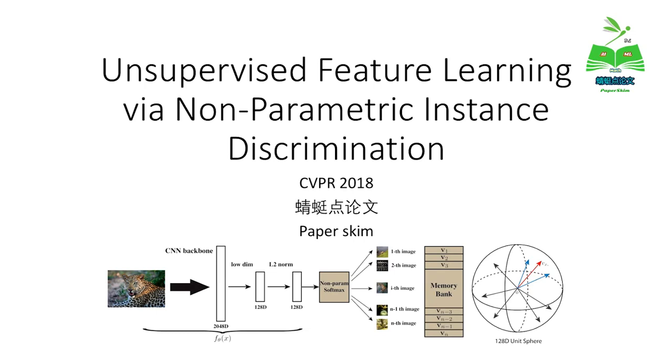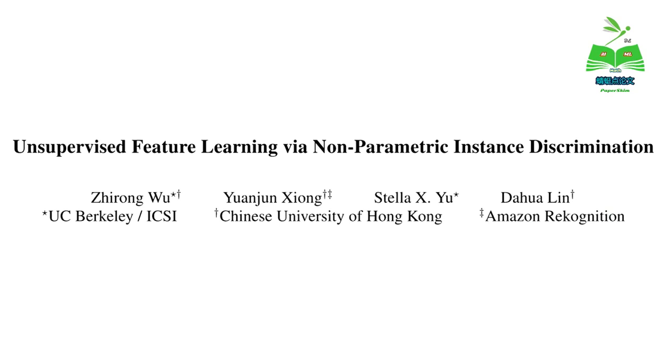This paper, Unsupervised Feature Learning via Non-Parametric Instance Discrimination, is published in CVPR 2018. This paper is really hard for me. It's especially one step that is really difficult. So I got stuck at that step for several rounds. Okay, this paper is from UC Berkeley, the Chinese University of Hong Kong, and Amazon.